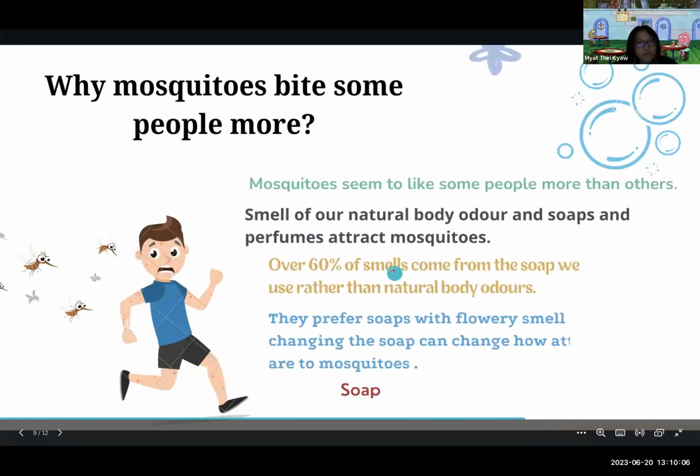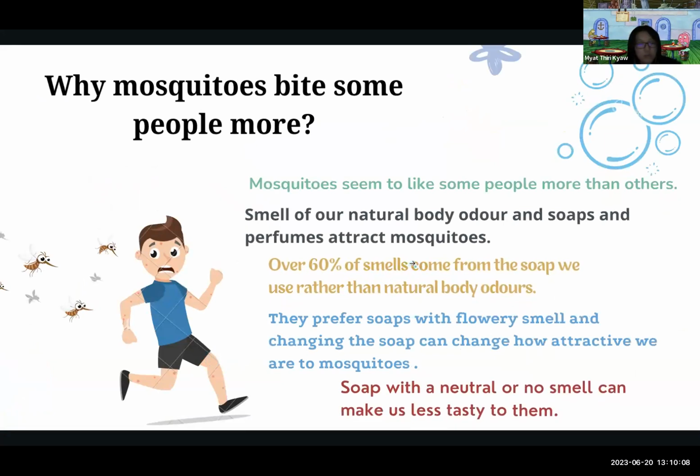So mosquitoes seem to like some people more than others. A recent study by scientists believes that the smell of our body can attract mosquitoes, which includes our natural body odor and the smell from soaps and perfumes. Over 60% of the smell from our body comes from the soap rather than natural body odors. Mosquitoes prefer soap with a flowery smell, and changing the soap can change how attractive we are to mosquitoes. And soap with a neutral or no smell can make us less tasty to them.